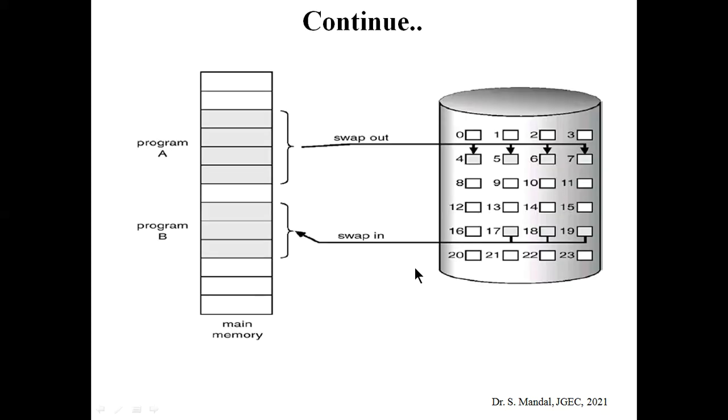Here you can see, suppose this one is a hard disk, an optical hard disk, and lots of pages are already stored, like from 0 to 23.